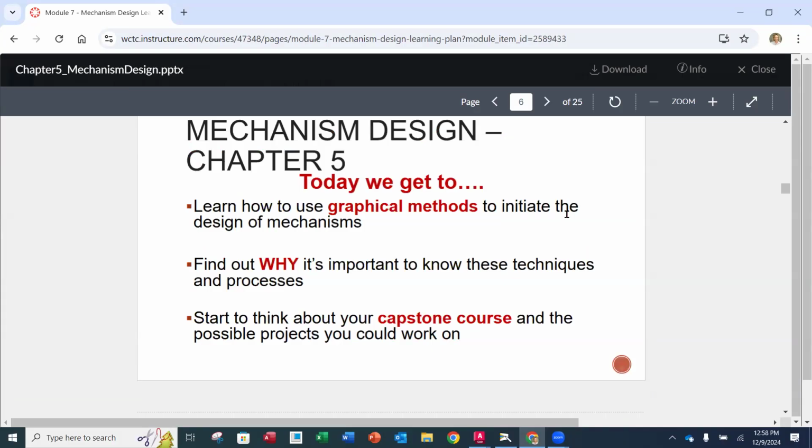So let's look at mechanism design, and this is going to be chapter 5. Today, I like to say we get to learn how to use graphical methods to initiate the design of mechanisms. Okay, there are going to be some calculations and some things that we have to consider as we start this process. But for the most part, we're going to be looking at graphically how we can design these mechanisms with an end result in mind. Find out why it's important to know these techniques and processes, and then also start to think about maybe your capstone project course and the possible projects that you could actually work on.